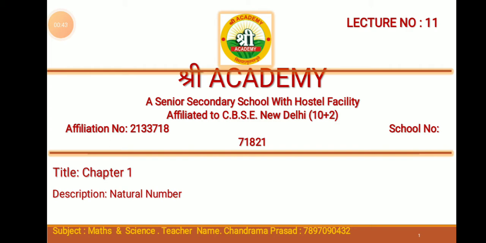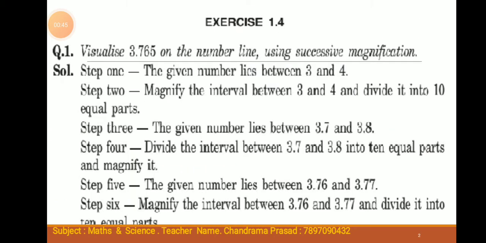Now start the exercise 1.4. Question number 1. Visualize 3.765 on the number line using successive magnification.